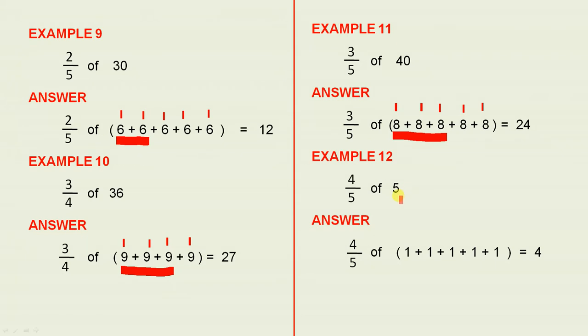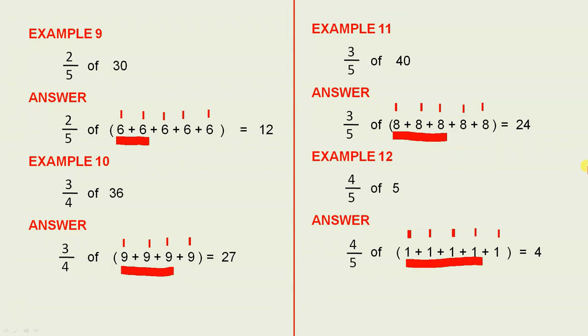And finally, 4/5 of 5. We're interested in five groups that make up 5. Well, each of them must be 1. We're looking at four of those groups, just 4. 1, 2, 3, 4. So 4/5 of 5 equals 4.